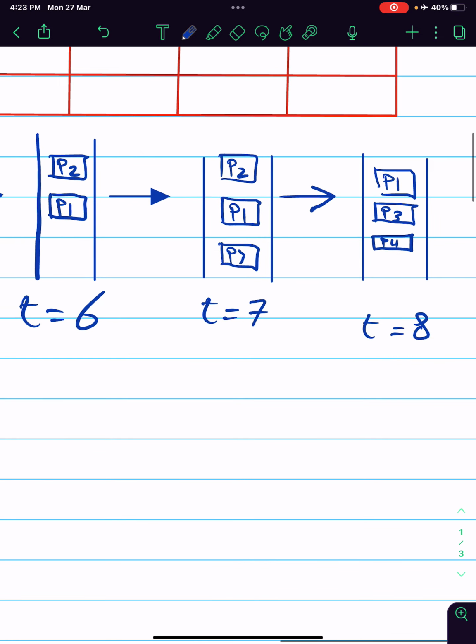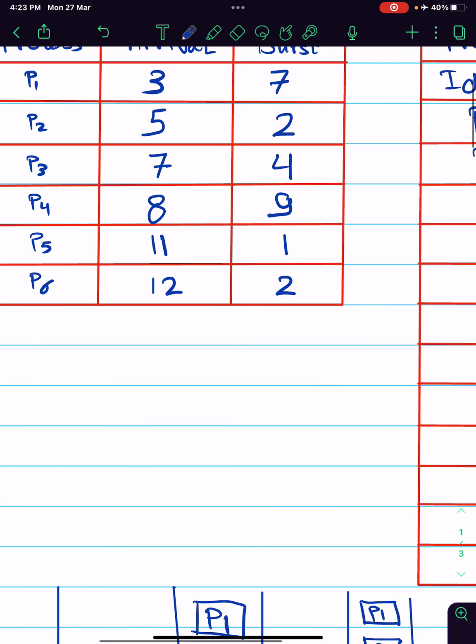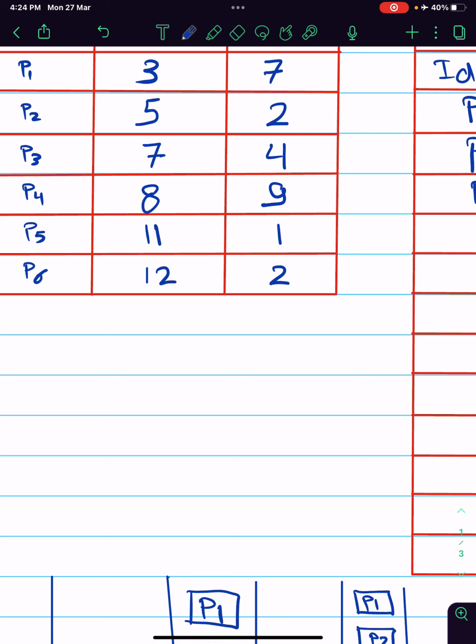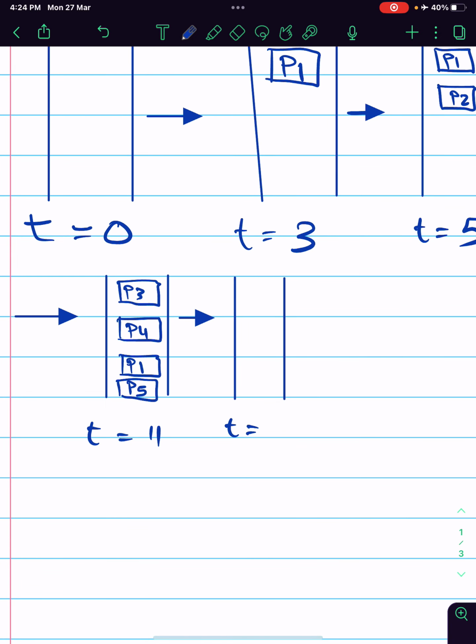All right, so this means at time 14, let me see if there's anything. Oh, sorry. There is an event that happened here at time 12 before the 14. Do you see the P6? So at time 12, now the queue has P3, P4, P1, P5, then P6. That's time 12.